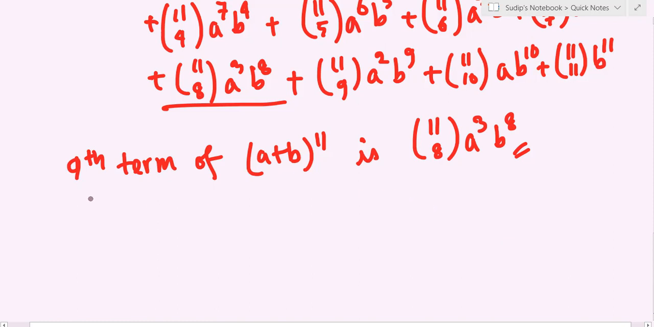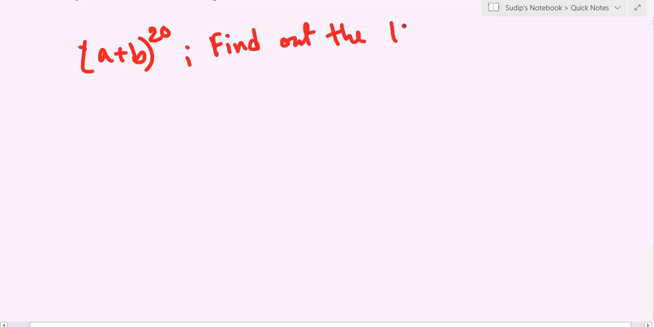So this is a very easy task: when you expand the binomial expression, then you find the term. But if you are given a bigger expression, like (a + b) to the power 20, and it is said to find the 12th term.